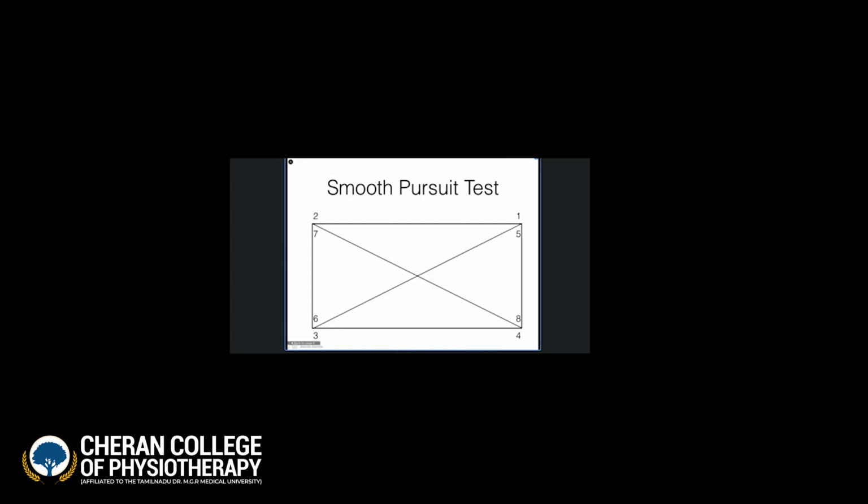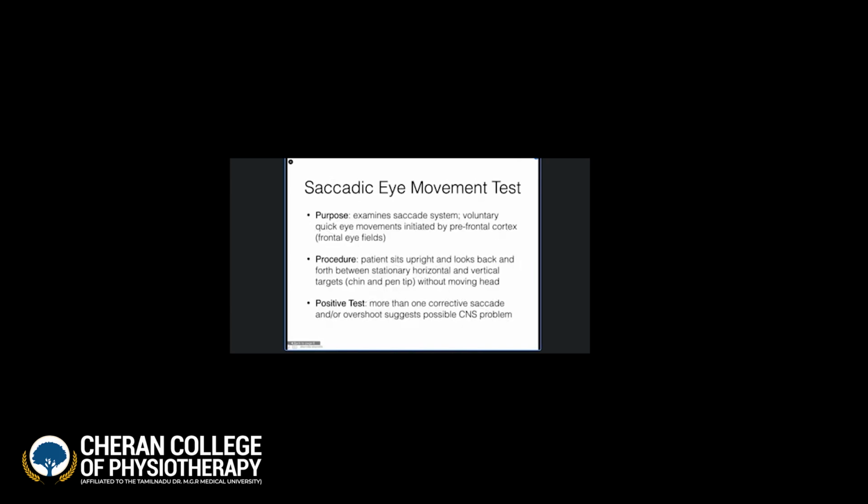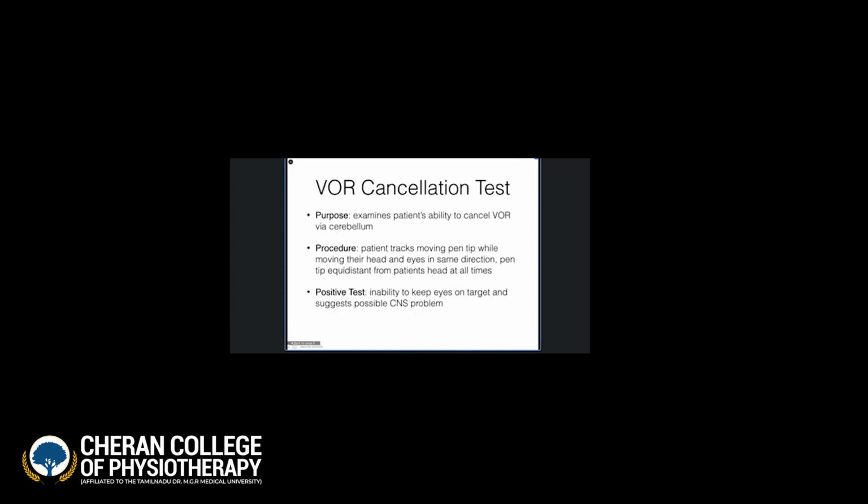Okay, done. So the smooth pursuit test is moving up, left, and right, and in this way. The person is following in all the directions. So this is called the smooth pursuit test. And for the saccadic eye movement test, you do pen, chin, pen, chin, pen, chin, pen. This is the way they do it.